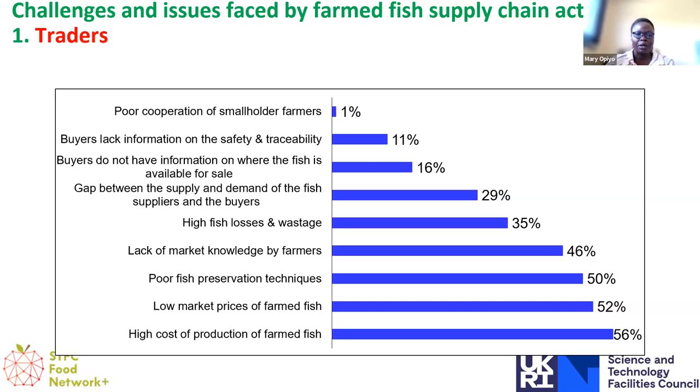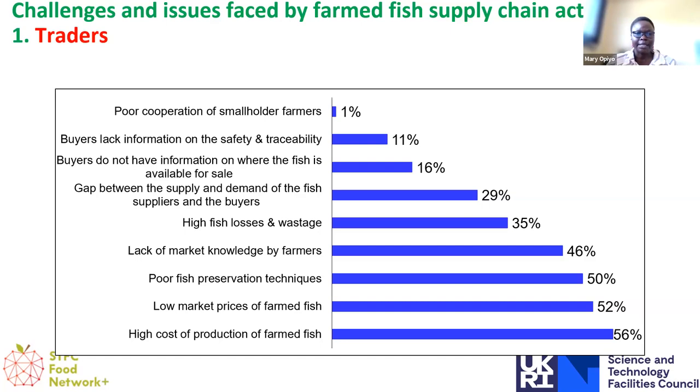Then they have poor fish preservation techniques, because most of the farmers don't even have deep freezers. And most of the smallholder traders don't have deep freezers. And some markets did not even have electricity. So it is very difficult for them to keep fresh fish. Some would opt to sell the fish after drying them, or sometimes after the second day, they opt to deep fry the fish.